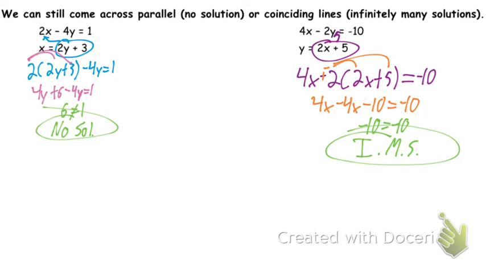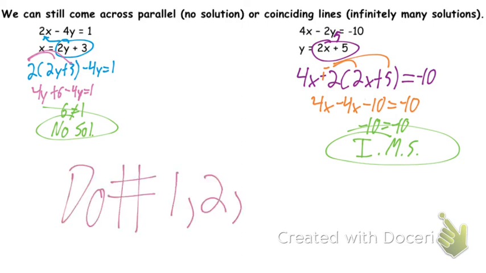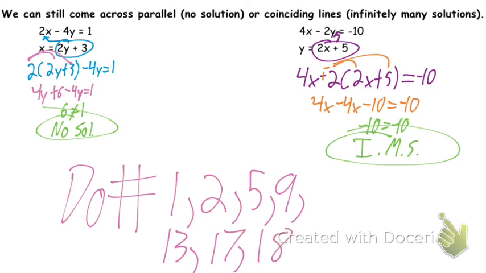The only ones are going to show up at the very bottom here, bottom left corner. Here's the ones I want you to do. Do numbers 1, 2, 5, 9, 13, 17, and 18. 7 problems. 1, 2, 5, 9, 13, 17, and 18. Those 7 problems are the only ones I want you to do.